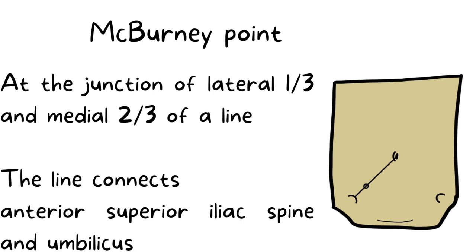Now this is super important. McBurney point is a landmark on the abdomen, which is at the junction of lateral 1/3 and medial 2/3 of a line which connects anterior superior iliac spine with umbilicus. We'll talk about this McBurney point in detail in the upcoming slides. Just remember where it is as of now.